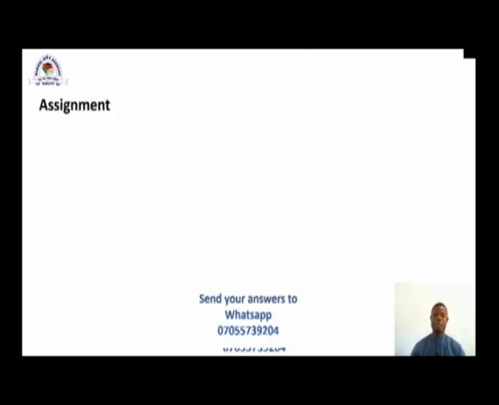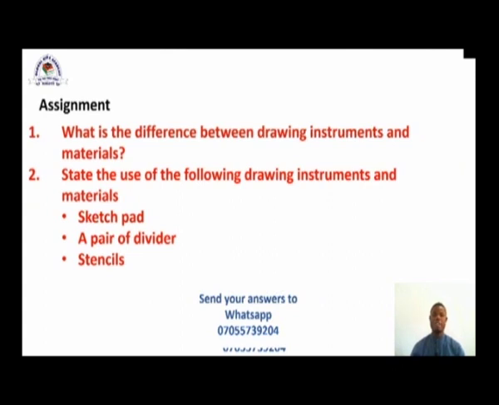Now you have an assignment. The first one is, what is the difference between drawing instruments and materials? Now the second one, state the use of drawing instruments and materials. And you have those drawing instruments and materials you are asked to state there.